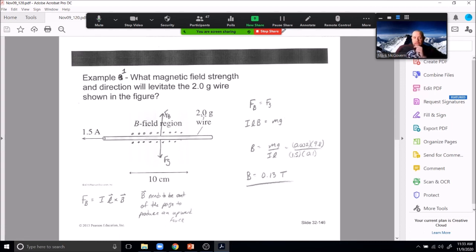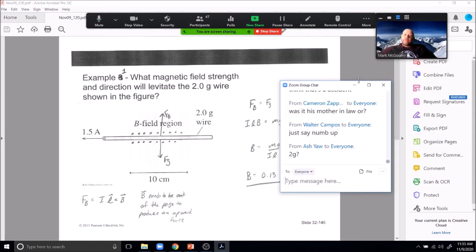It's nothing. And it's not much of a current here either. Anyway, what's the direction got to be? Well, we already know that the current goes to the left. So I'm going to put my right hand to the right, and I have to have a force that's upward. So I'm going to have to put my hand like this, and my palm faces me. That's out of the page. So I'll need to have a magnetic field in the 10 centimeter region that is out of the page, of strength 0.13 Tesla. And then we can levitate this thing.